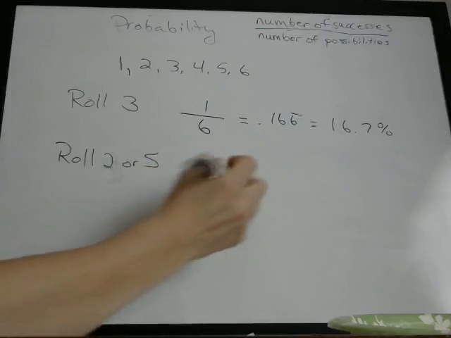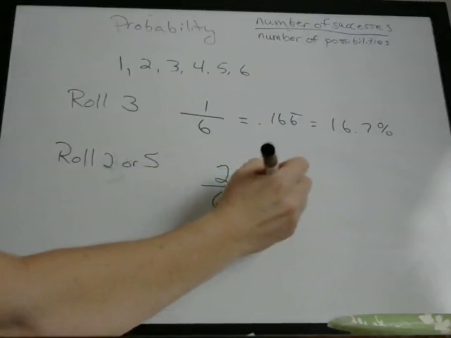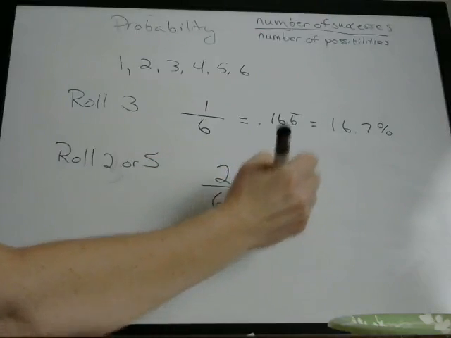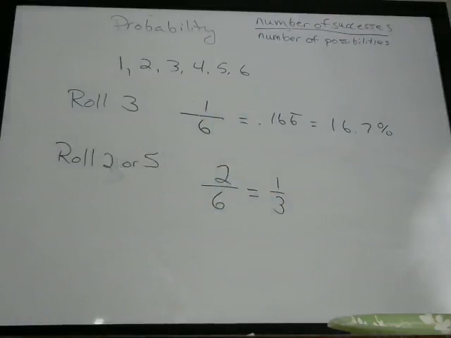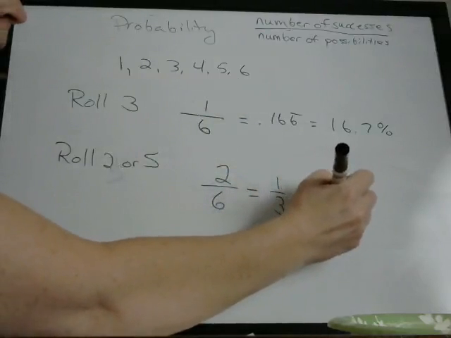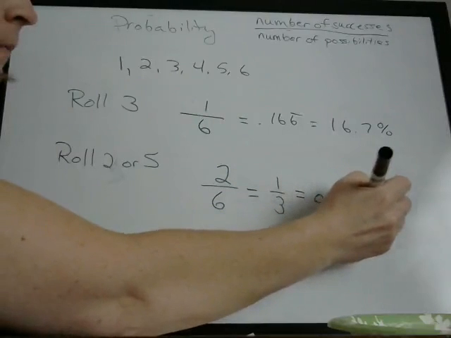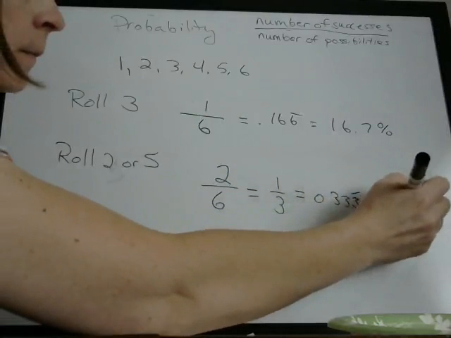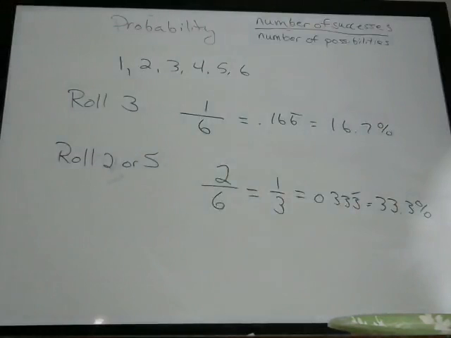That's the probability. Most likely on the test, they would change this to lowest terms. If you don't know how to do that, watch the video from June 15th, 2014. Or they may put it as a percentage, which would be 33.3%.